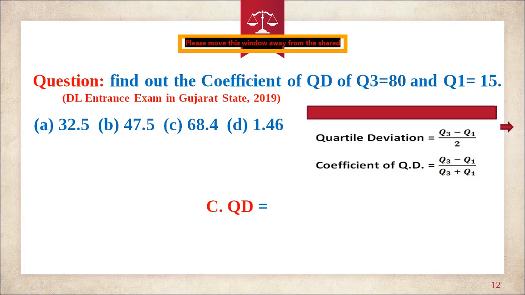If you want to study in Central University, they will conduct an examination, and they will give you questions from the statistical part also. For example, they will ask such questions in NET or SET and other exams. Find the coefficient of quartile deviation when Q3 is 80 and Q1 is 15. I'm repeating, this was asked for the entrance of degree lecturers in Gujarat State for assistant professor in 2019. The options given are A 32.5, B 47.5, C 68.4, and D 1.46.